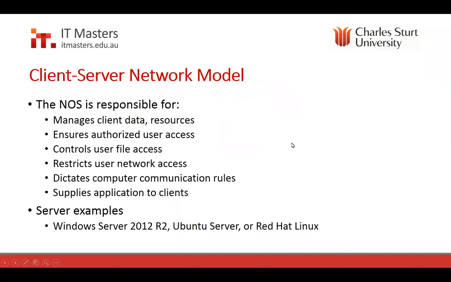So in this example, the network operating system, NOS, is responsible for the following tasks. It manages the client data and resources. It ensures that only authorized users are allowed to access that shared data and resources. It will control the user file access, so in other words, not only direct access to read it, but also write, delete, change type access restrictions. Restrict user network access, so similar. Dictates computer communication rules. So again, it's managing that information and communication flows, not just between computers and the server, but the user and servers and user and computers and user resources. So all the resources and services that it manages are all managed using the same security database. Easy to manage, easy to deploy.